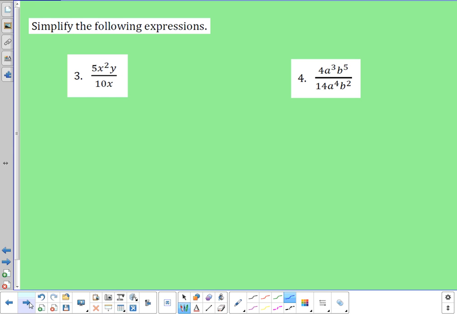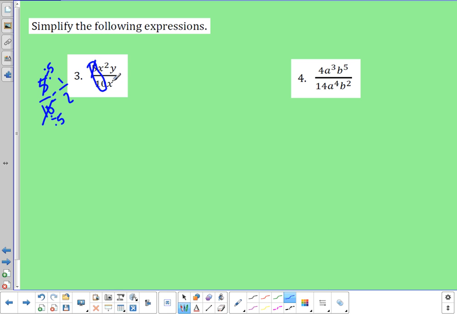When I get into number 3, now I've got some other numbers that I need to think about. I've got a 5x squared y on top and 10x on the bottom. So I need to make sure I simplify this fraction as well. Treat this 5 over 10 just as a fraction by itself. If I handed you the fraction 5/10 and said, what is that reduced, you would tell me that's 1/2. You can divide out the common factor of 5. When I divide by 5 on the top, I get 1. When I divide by 5 on the bottom, I get 2. So that's where that 1/2 is going to come into play.